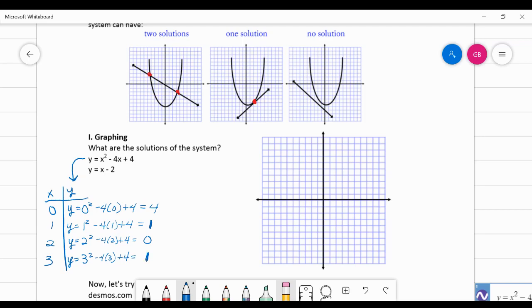So let's graph all these numbers. So the first one is 0, 4, about here. 1, 1, down here. 2, 0, and then 3, 1. See how it starts going back up? So this is going to be the parabola.